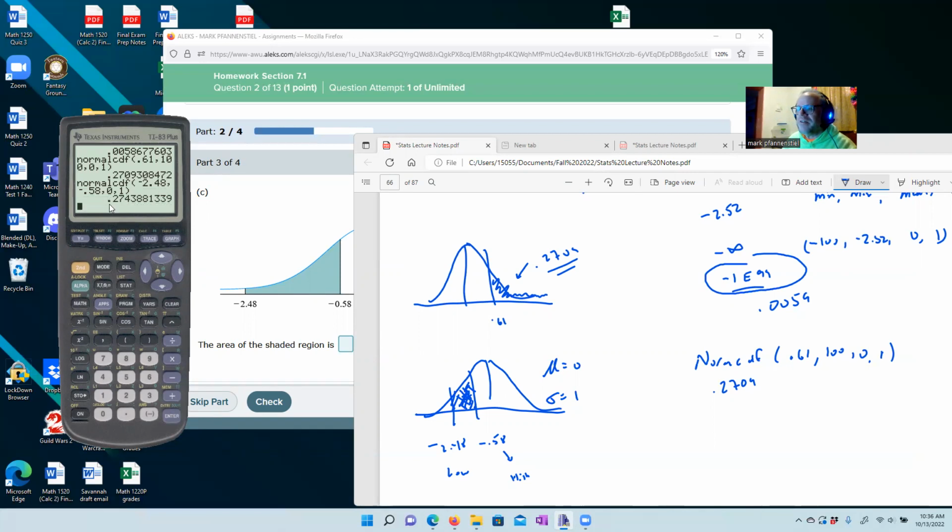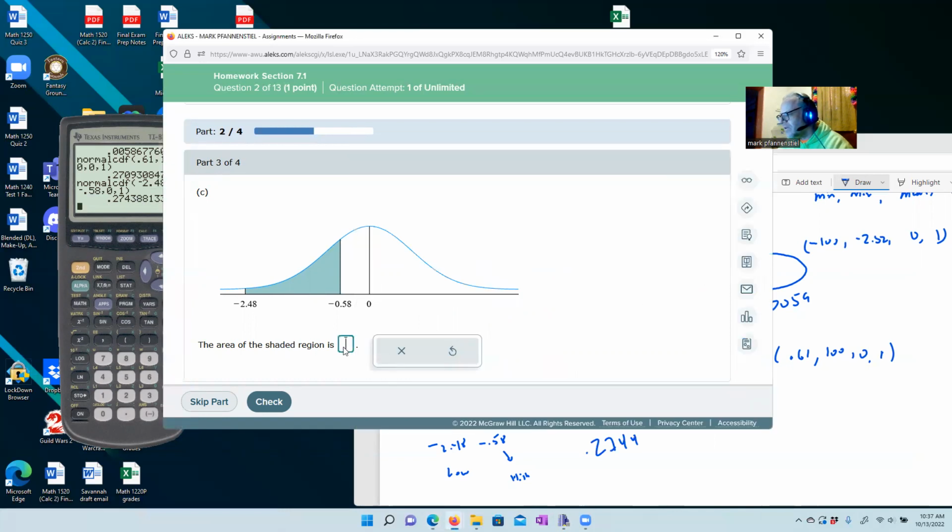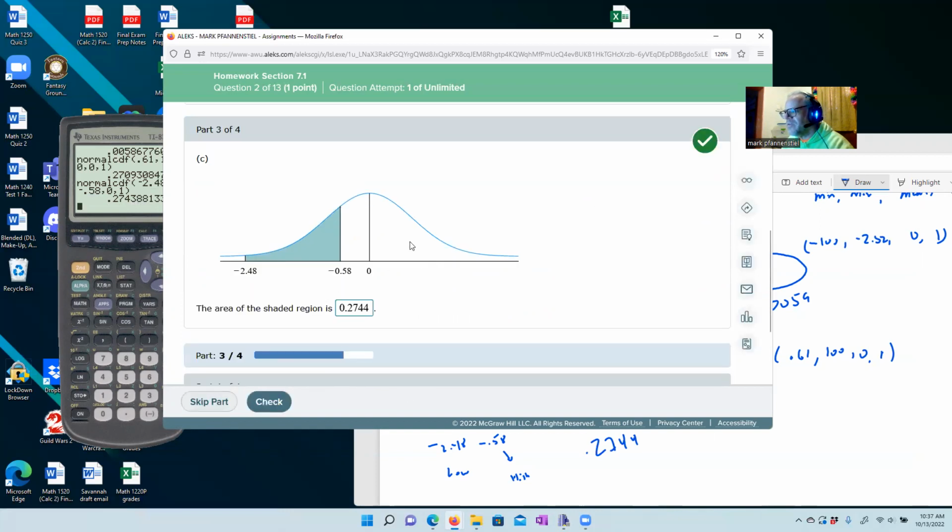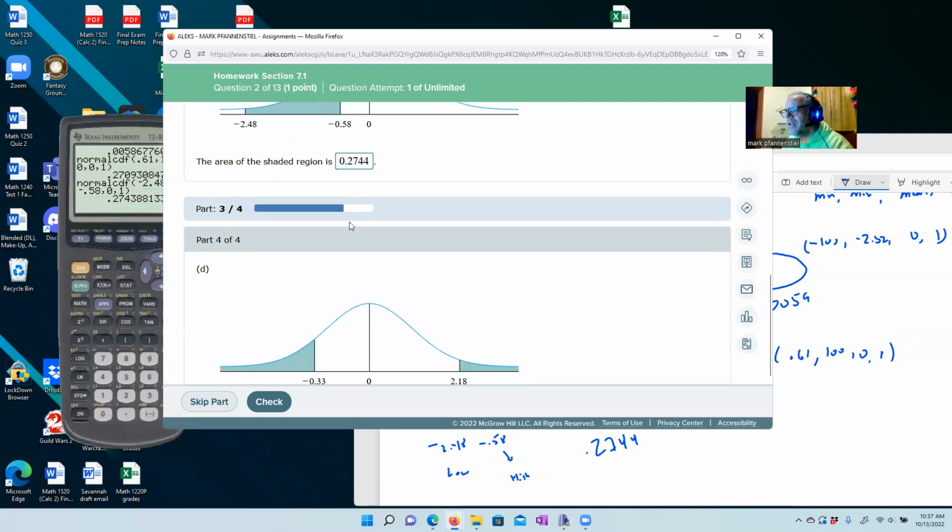We got what is this? 0.2744. Okay, so 0.2744. There we go. Check that one. We got our green dot and we're ready to move on.